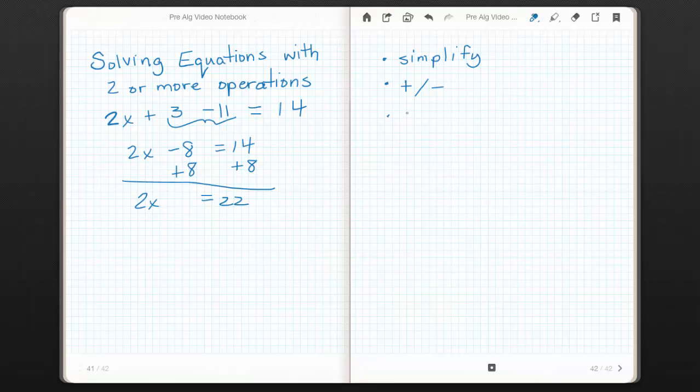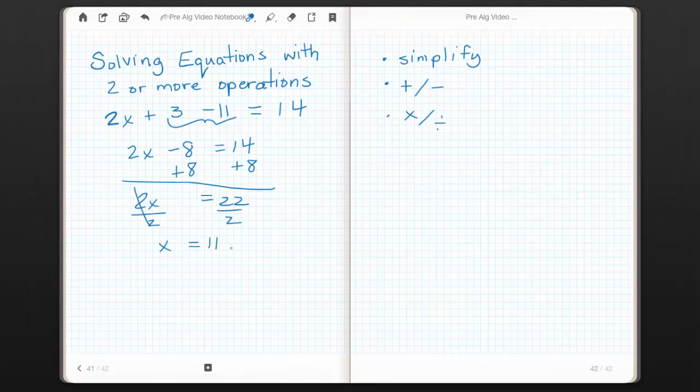Now we're down to some multiplication. It could be division in another example. Those are the last steps you want to take care of in any equation. So let's go ahead and do that. We're going to divide by 2 on both sides. That leaves us with x equals 11.